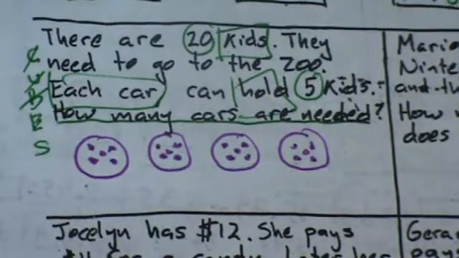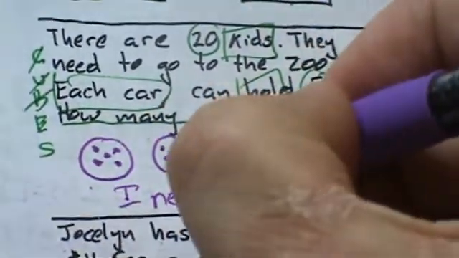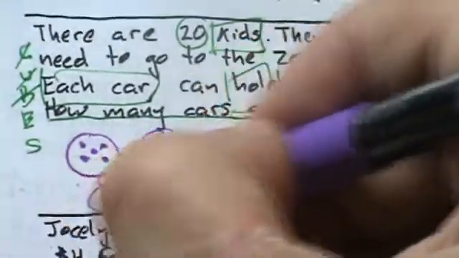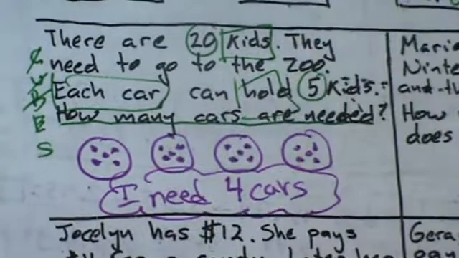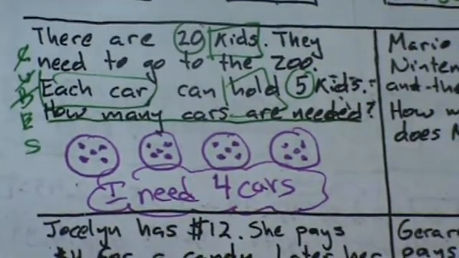So how many cars do I need? I need 4 cars with 5 kids each car. That's the best strategy for this kind of problem. It's easy. Next one.